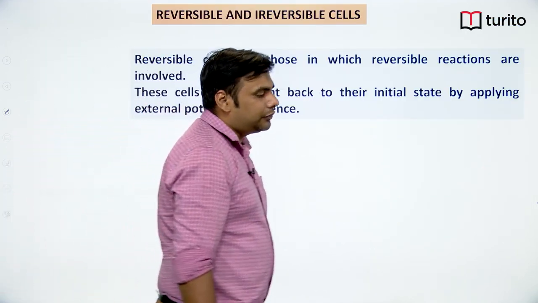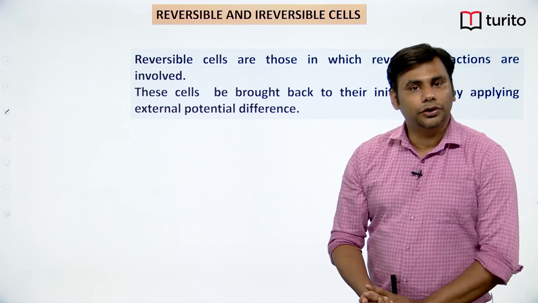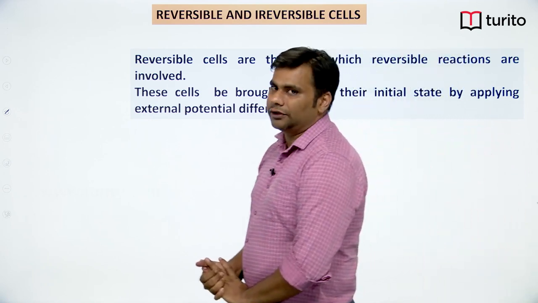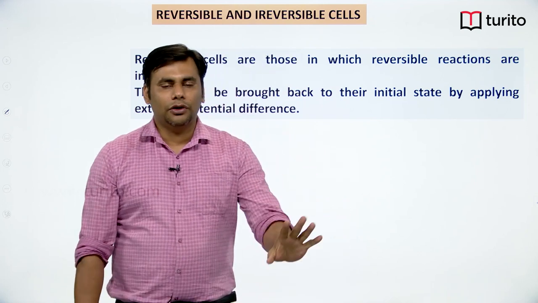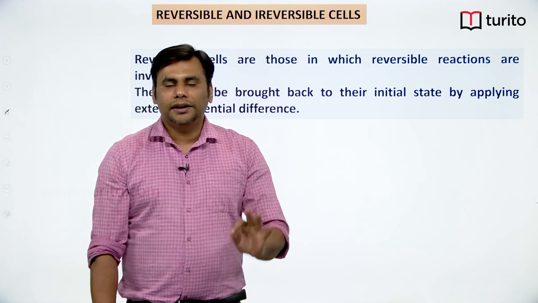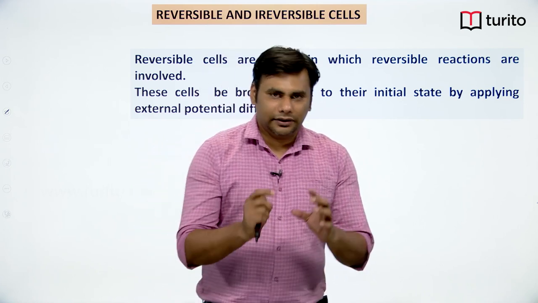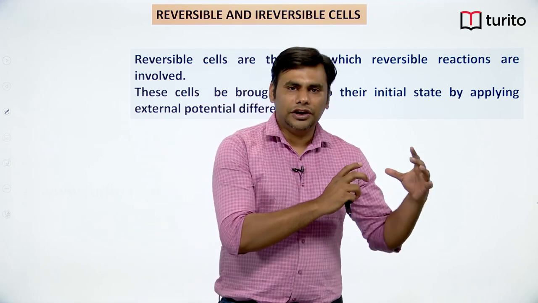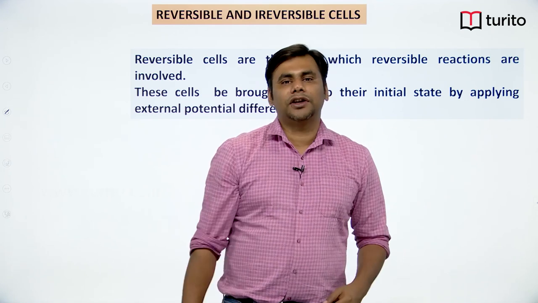Okay, next comes a very important factor that you should know: reversible and irreversible cells. Now we know that a Daniell cell is producing an E naught of 1.1 volt. Now if I connect this cell with an external battery, the overall E naught cell was 1.1 volt, and now I'm connecting it with the external battery.